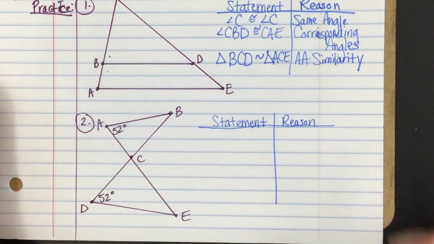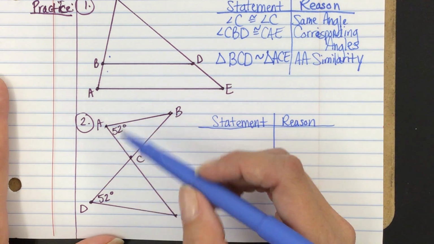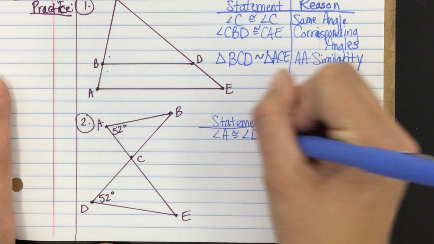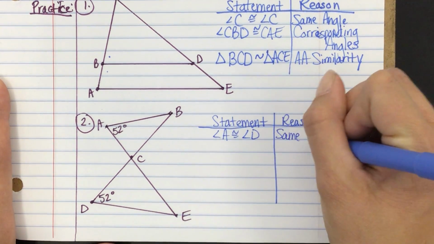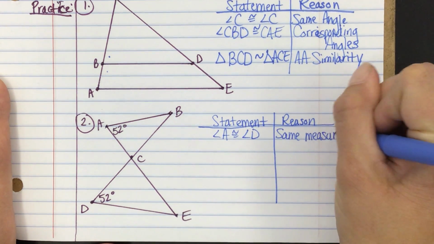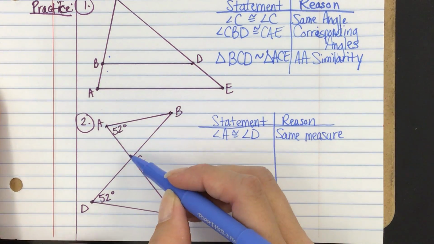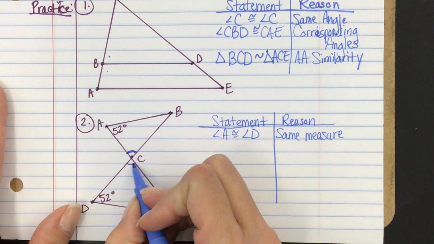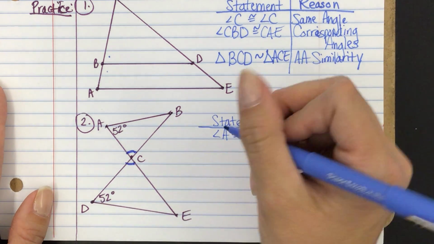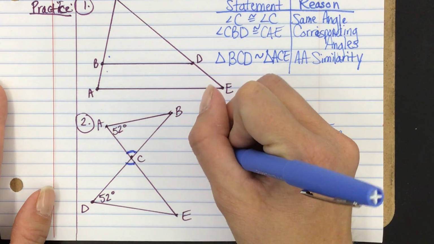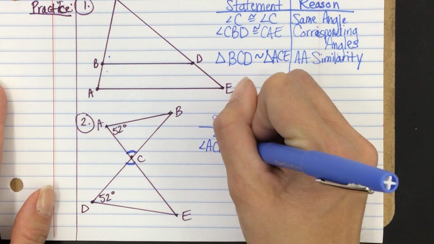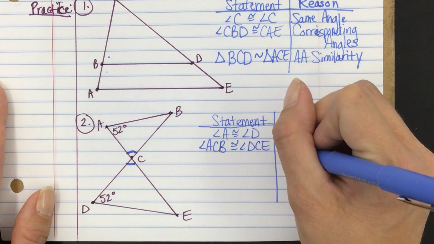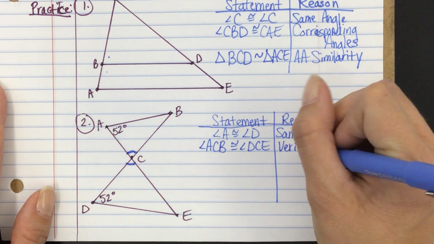Next one. Obviously, angle A and angle D are going to be congruent because they have the same measure. So we can do angle A is congruent to angle D because they have the same measure. Okay. And then we could easily also say that angle C, or ACB, and DCE are congruent because they're vertical. So angle ACB is congruent to angle DCE because they are vertical angles.